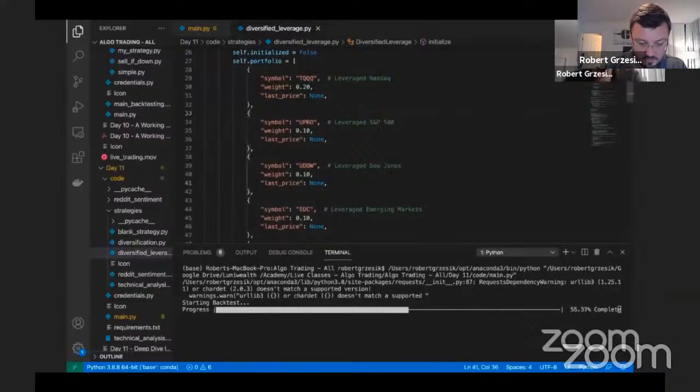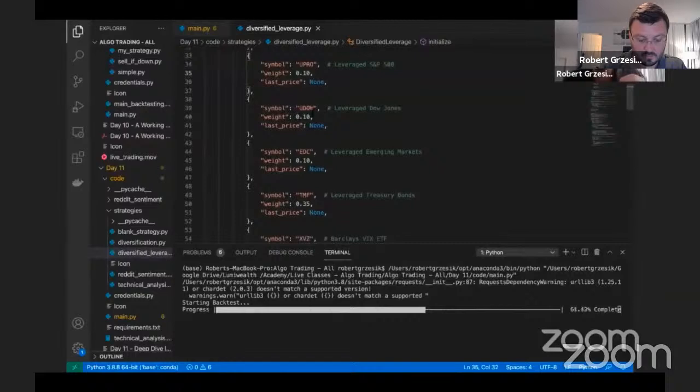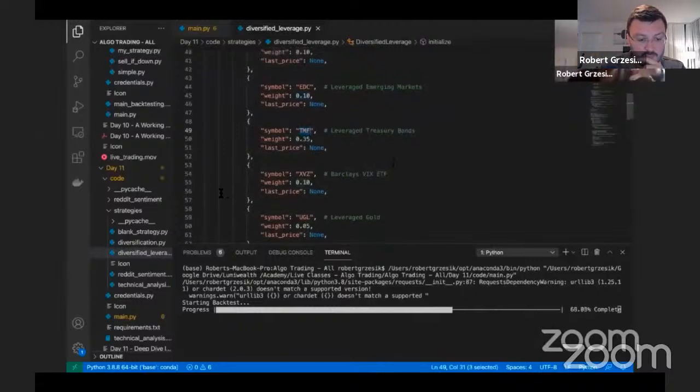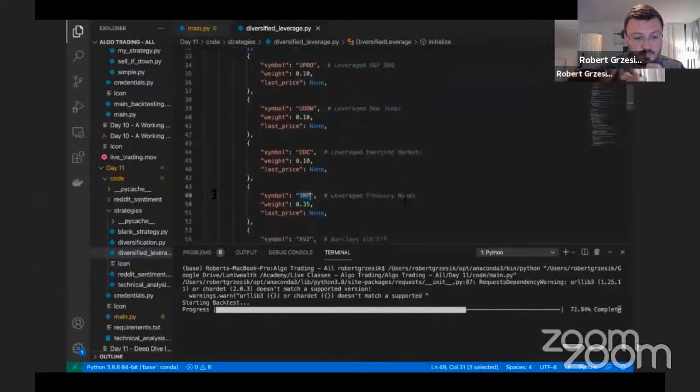So we have 20% of our money in that. 10% of our money in UPRO, which is the 3x leveraged S&P 500. Then we have 10% of our money in UDOW, which is a leveraged Dow Jones. Then we have 10% of our money in leveraged emerging markets, and 35% of our money in leveraged treasury bonds. So now we diversify. We have in total 50% of our money in leveraged stocks, diversified around the world a little bit.